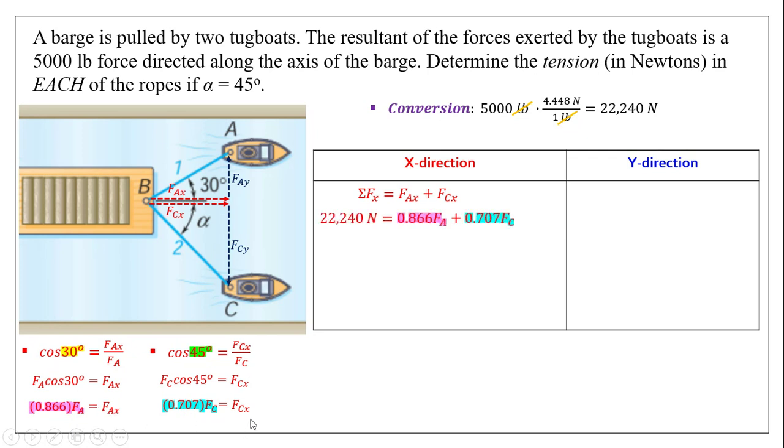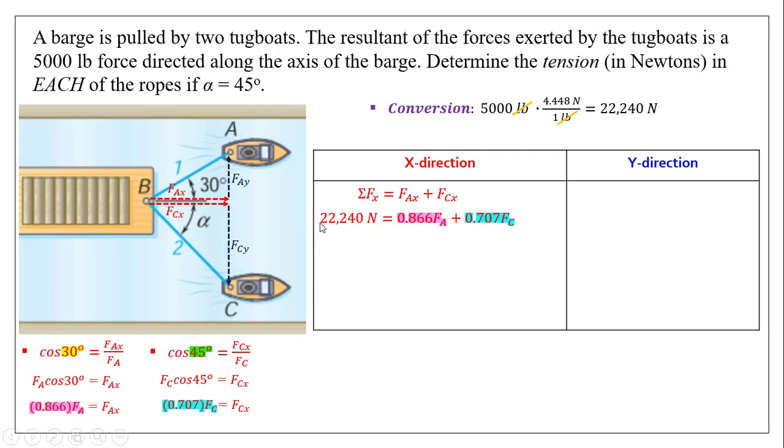Okay. Now we have an expression for FAX and FCX. We can substitute in for the statement. Well, I know the net force along the x direction is 22,240 because we converted 5,000 pounds to 22,240 newtons. It says the 5,000 pounds is directed along the axis of the barge. The axis of the barge in this case would be along the x-axis because it's implying that the barge is moving to the right.